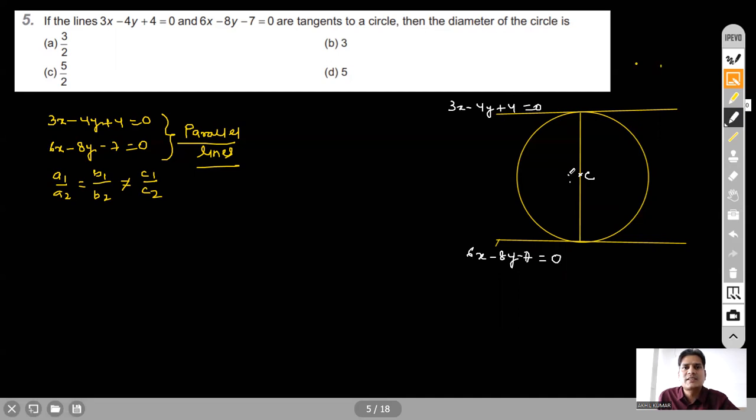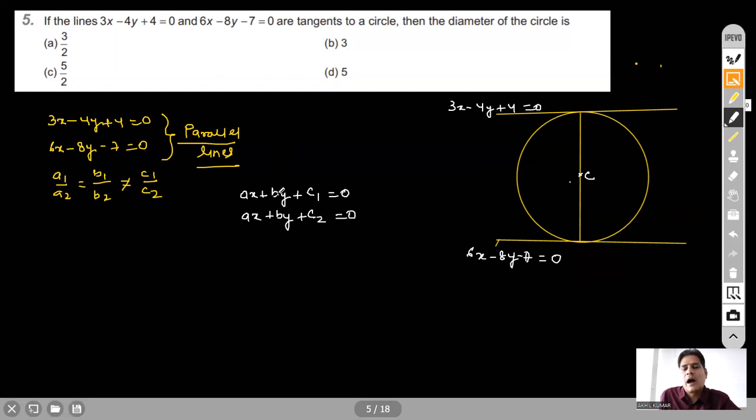Now the question is asking for the diameter of the circle, which means we have to find the length of the diameter. Suppose we have a line of the form AX plus BY plus C1 is equal to 0, and another line AX plus BY plus C2 is equal to 0.